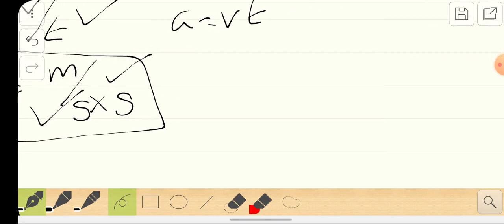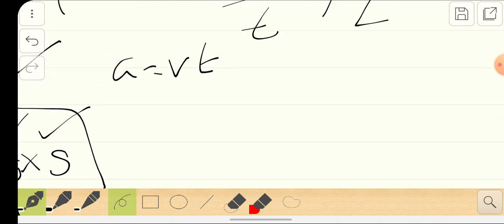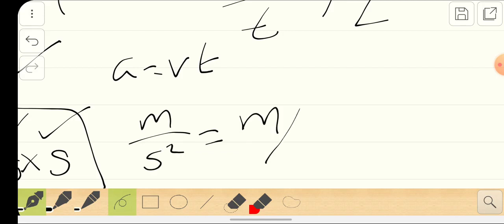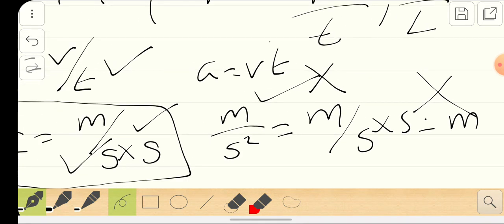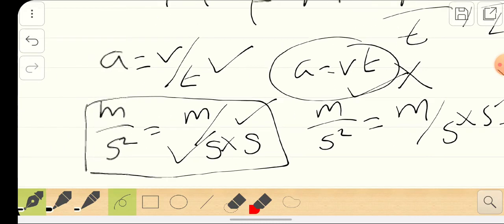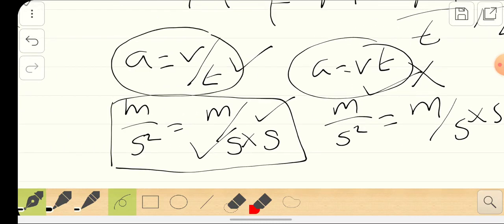It is possible. But when you look at the other one, you have meter per second square, which is equal to meter per second times second, which is equal to meter. This is an impossible equation. So if you see such an equation, you can straightforwardly say that this equation is not possible, it is not right. a cannot be equal to vt, right? But the other equation is possible.